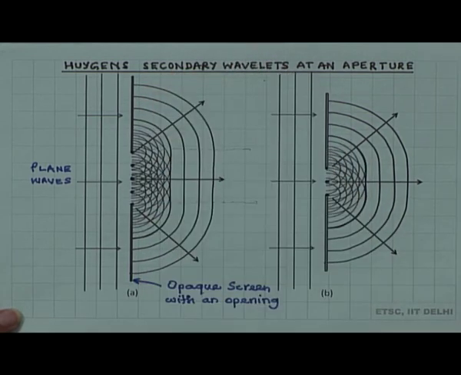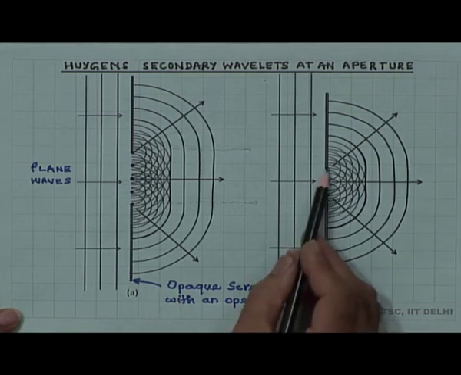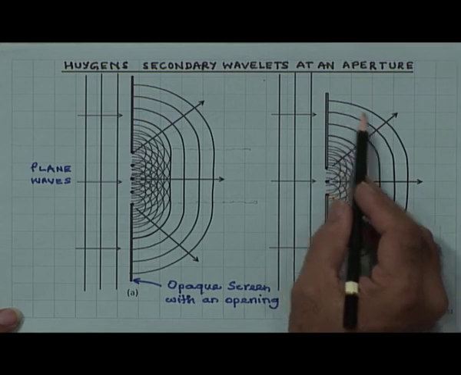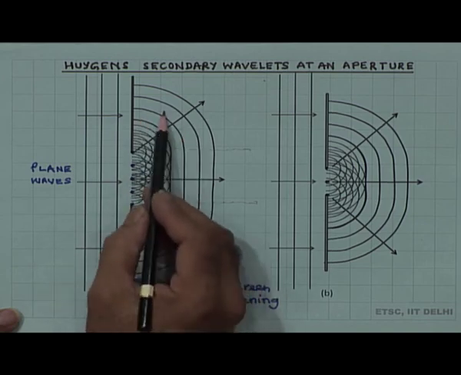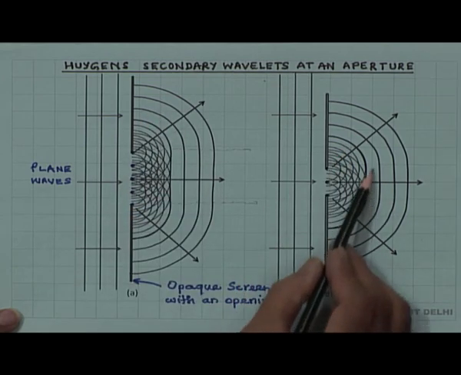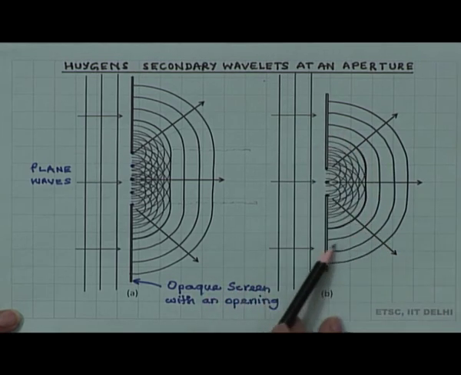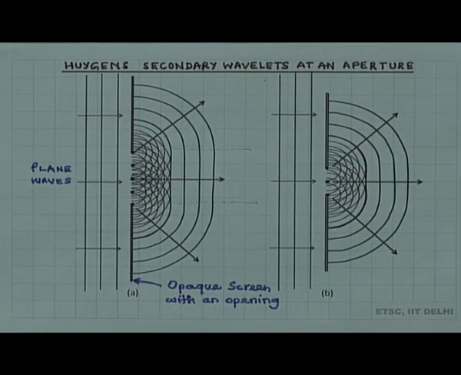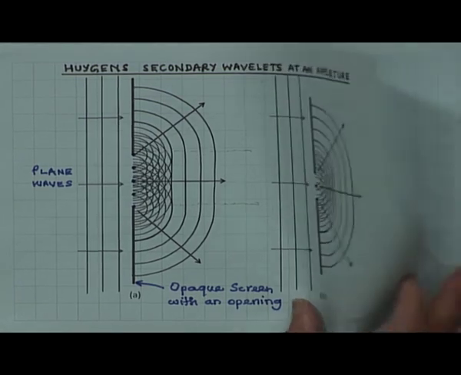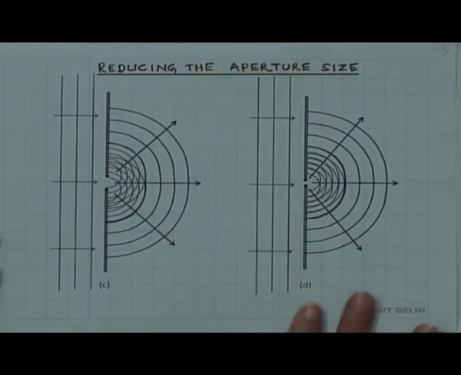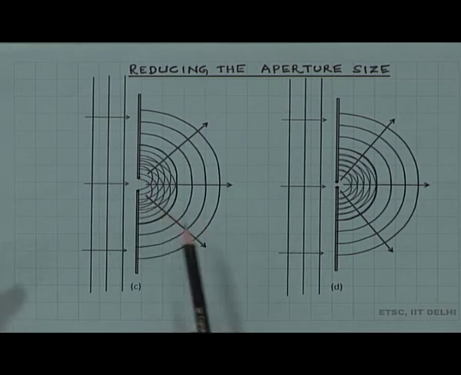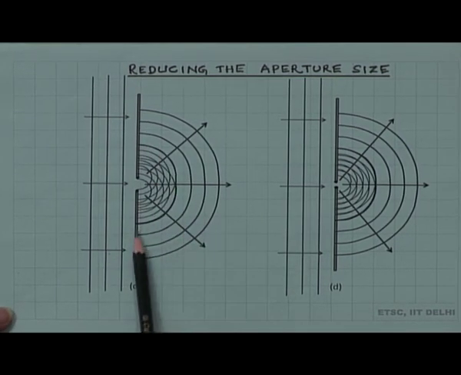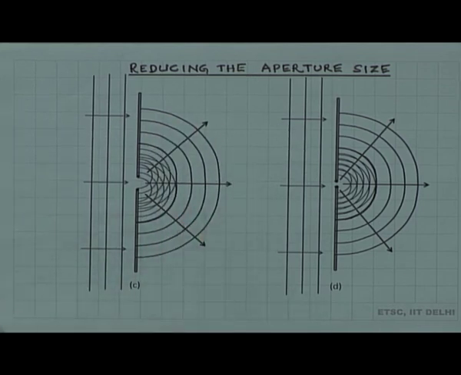If you reduce the aperture size, for example, this is the opaque screen, if we reduce the aperture size, then we see that it spreads more. It was almost flat here and a little bit of curvature at the other ends, but now you see that the flat region becomes smaller, it more and more looks like a spherical wave. And if I reduce the aperture further, we can see that if the aperture size is reduced, the Huygens construction gives us wave fronts which are approaching a spherical wave.